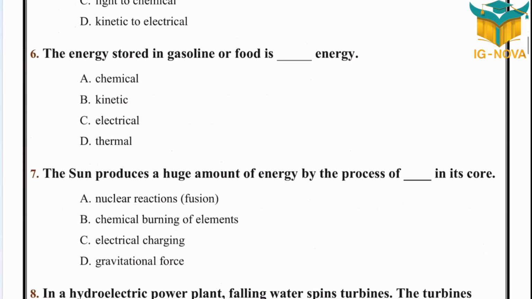Question 6. The energy stored in gasoline or food. These types of energy have chemical substances. So, chemical, so I'm going to go for A.